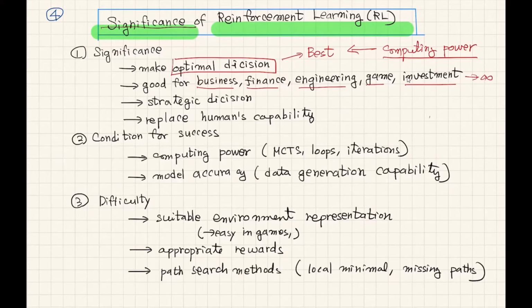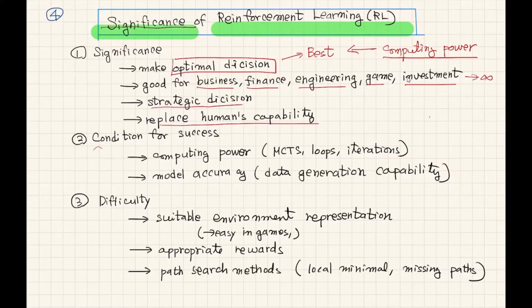Personally, I believe artificial intelligence can replace our human brain. Sometimes it can make a good classification or recognition, or sometimes it can make art or music. But in many cases, humans can make very good decisions, and sometimes not. But the decision-making activity can be replaced by deep reinforcement learning. These are the examples. Also, it can make strategic decisions, and it can replace humans' very important capabilities.